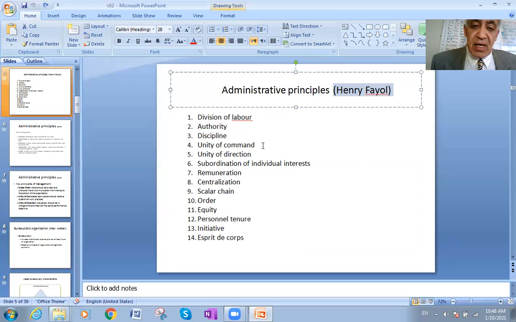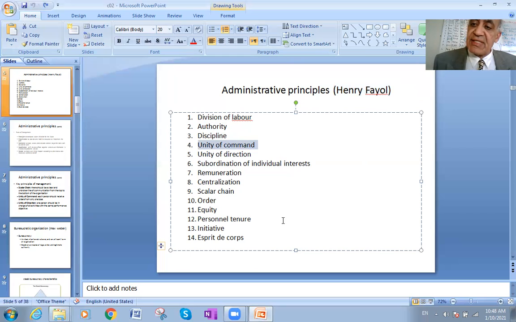Unity of command means that all the workers should take their orders from only one boss at work. This is the meaning of unity of command. One boss, only one boss. Unity of direction means all of us are moving to achieve only one objective or one goal. All of us are moving to do this goal. It's called unity of direction.